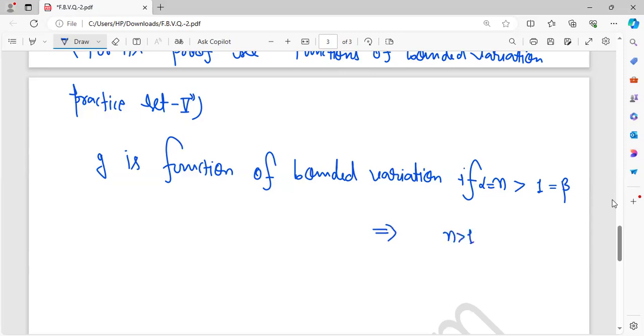When n is greater than 1, from where will n start? This implies n will start from 2, because n greater than 1 means n will start from 2. So n value is greater than or equal to 2.